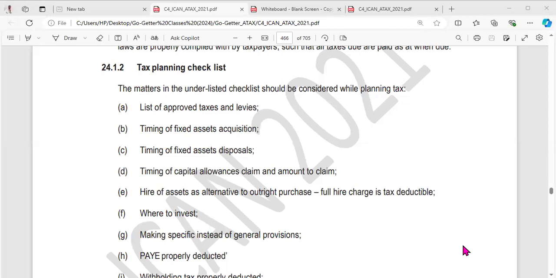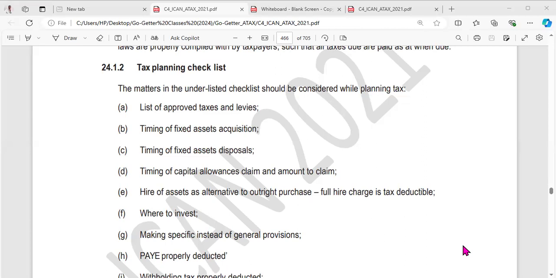And we see here that in Nigeria, we have about 60 or more taxes that are levied on the taxpayer. So we need to know which of these taxes the company is liable to pay. So you can now look at all the taxes. You can now separate them. Okay, taxes payable to the federal government, taxes payable to the state government, taxes payable to the local government. Then the next one is timing of fixed asset acquisition.